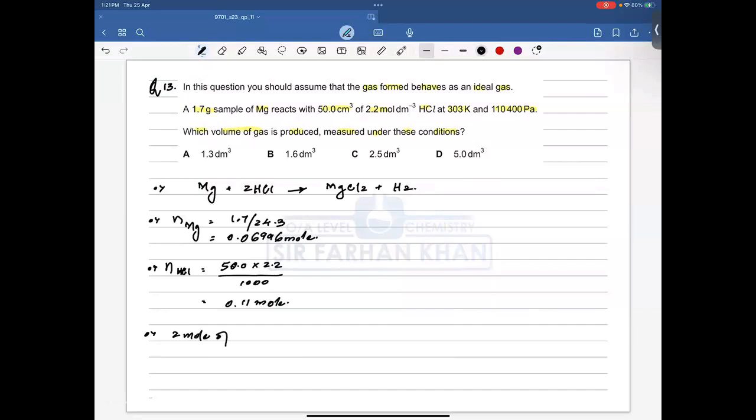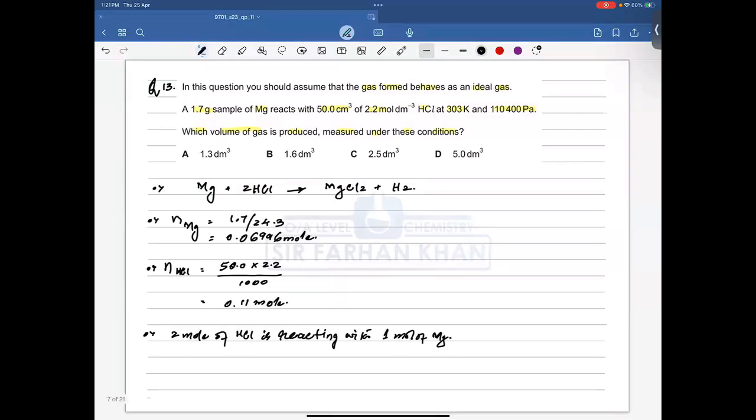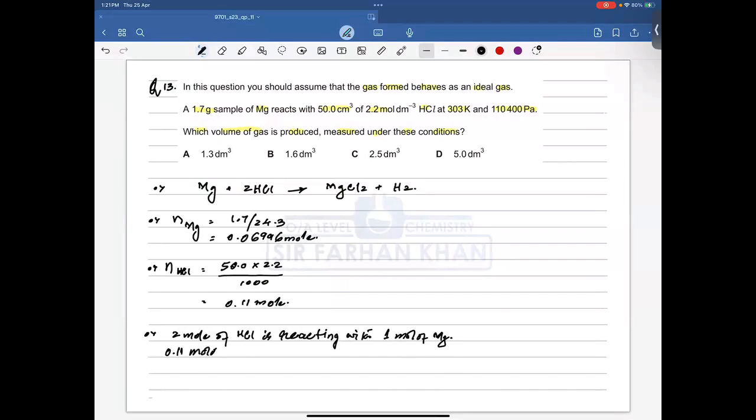2 moles of HCl is reacting with 1 mole of magnesium. So if 0.11 mole of HCl is reacting, how many moles of magnesium? So moles of magnesium is going to be 0.11 divided by 2, which is 0.055 moles. Whereas how many moles do we have?